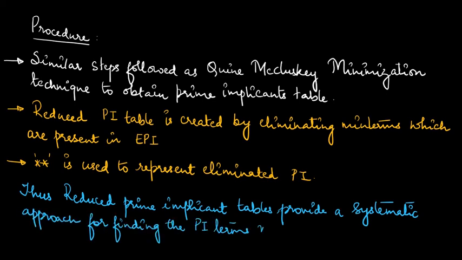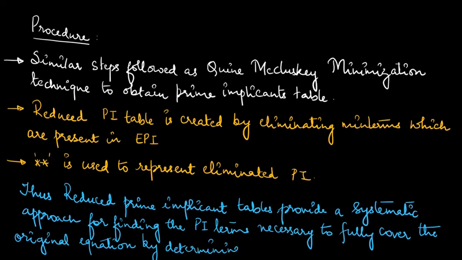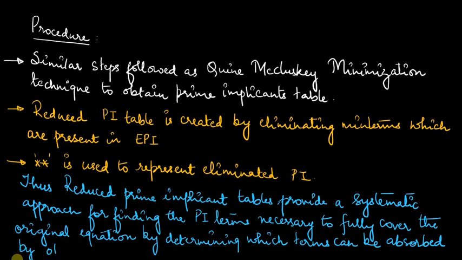Moreover, the reduced prime implicant tables provide a systematic approach for finding the prime implicant terms which are necessary to fully cover the original equation, by determining which terms can be absorbed by others. So with an example, let us try to solve and understand.